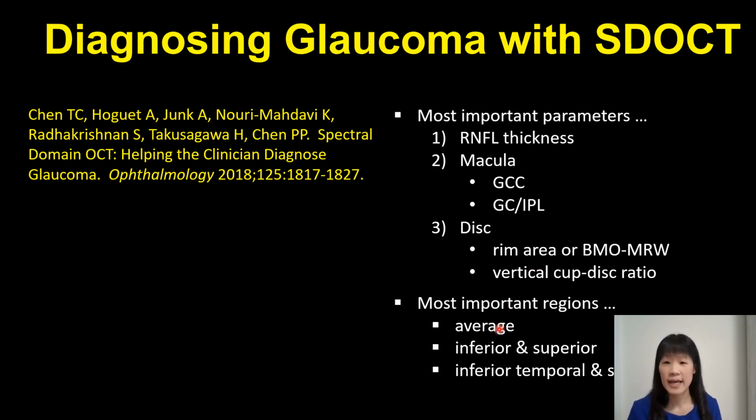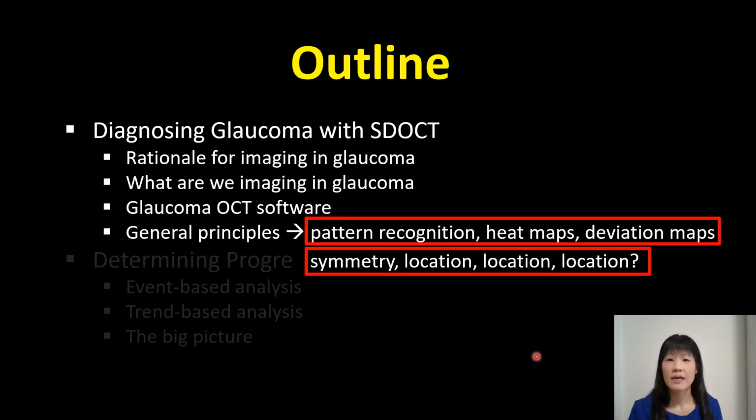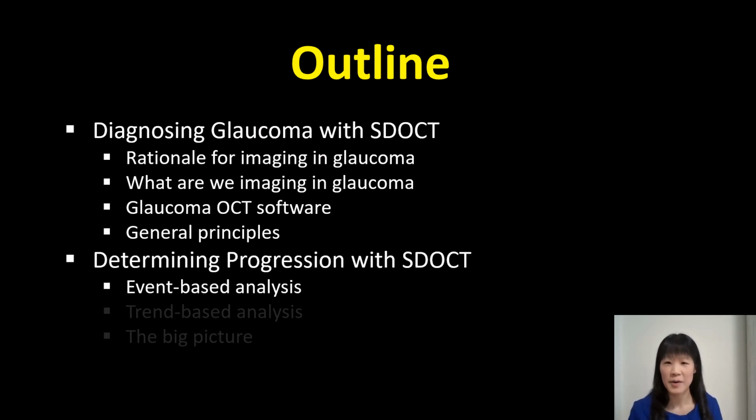And again, location, location, location. If you are busy, don't focus on the nasal and temporal parameters. Focus on the inferior and superior micron values and deviation maps. So general principles, again, very fun, pattern recognition, heat maps, deviation maps, look for asymmetry, and again, focus on the locations that matter, which is our superior temporally and infratemporally. So those are the general principles. So those are the happy things about spectral domain OCT and glaucoma.